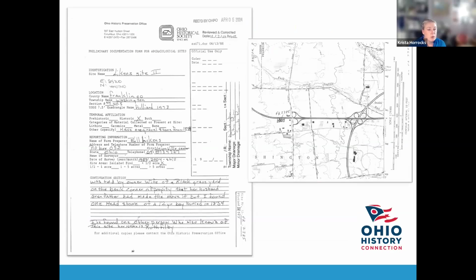So Mr. Likens recorded the following information on the archaeological site form. Quote, was told by owner's wife of a black graveyard on the back corner of property that her husband's grandfather had made them move. But I found one headstone of a 12-year-old boy buried in 1854.